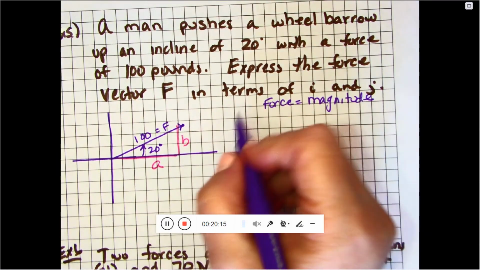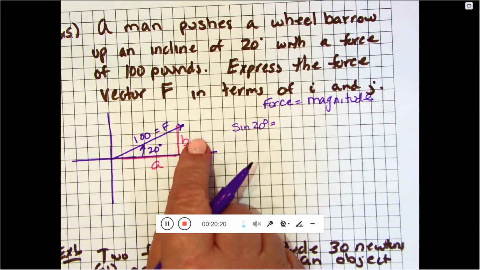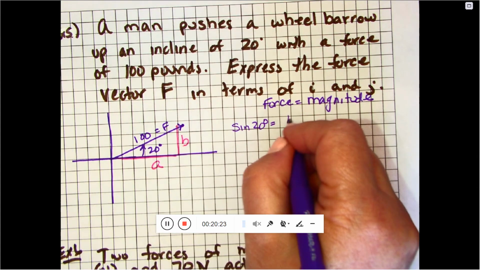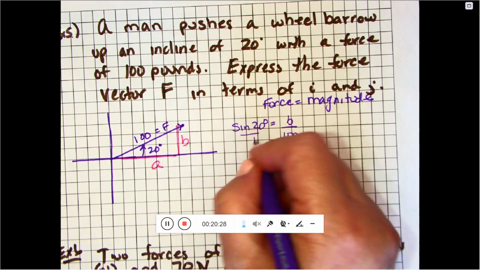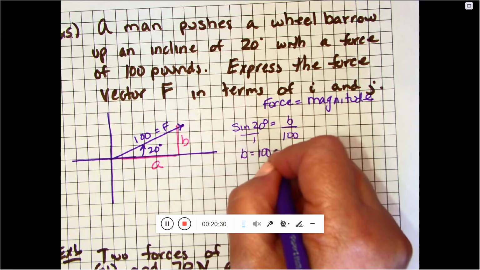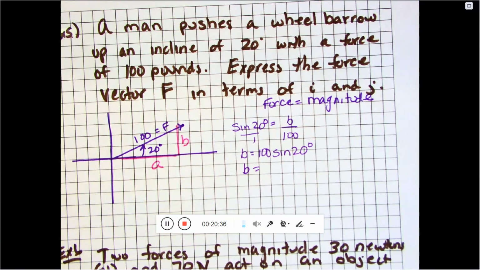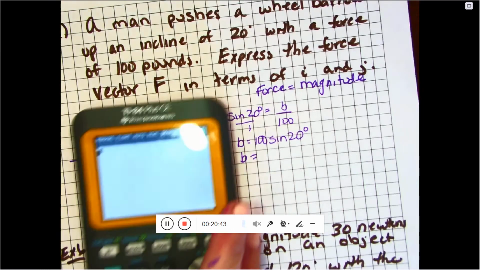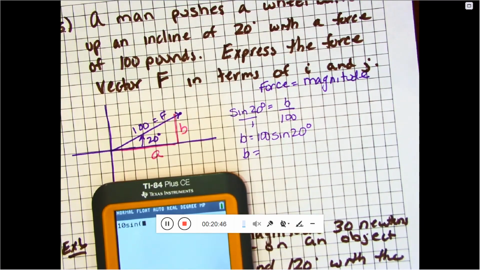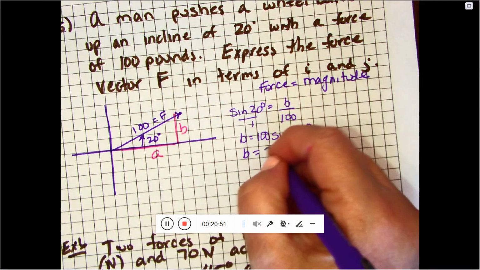We know that the sine of 20 degrees is opposite over hypotenuse, which is B over 100. And so putting this over 1 and cross multiplying, I get B equals 100 times the sine of 20. So we'll write this to 2 decimal places. Make sure your calculator's in degree mode. My calculator's in degree mode, and I do 100 sine 20.